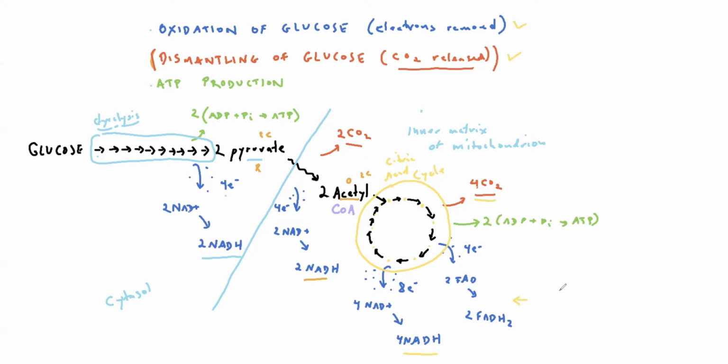Don't worry about FAD. The concept here, again, is that we're putting electrons on electron carriers, which allow us to capture the energy from the breakdown of glucose, the complete oxidation of glucose. Okay. Last thing is that we have ATP production.